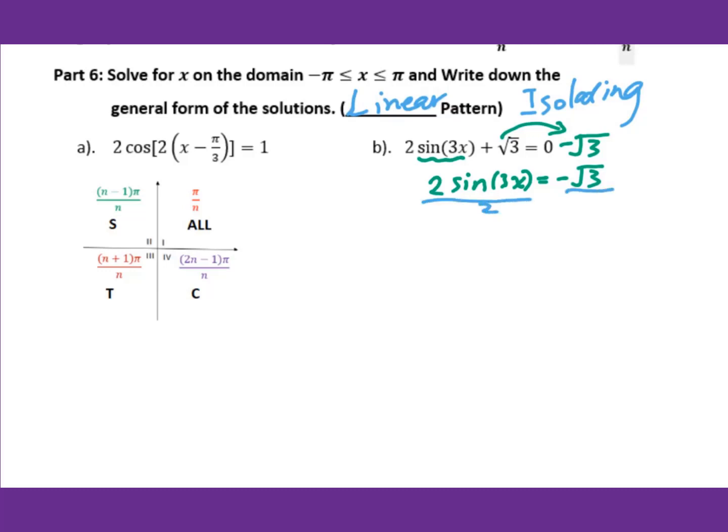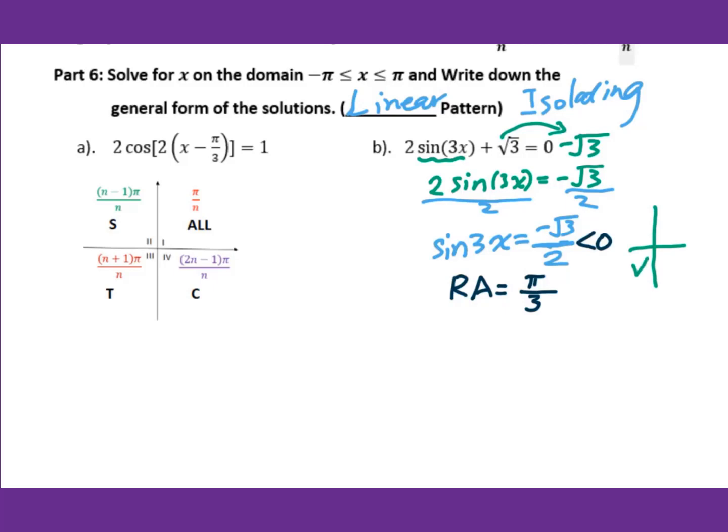You will get sine 3x equals negative square root of 3 over 2. For reference angle, that's pi over 3. Since sine is negative, we go to third and then the fourth quadrant.